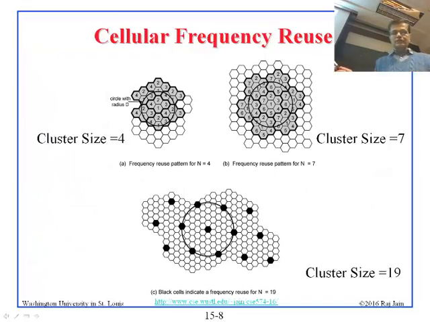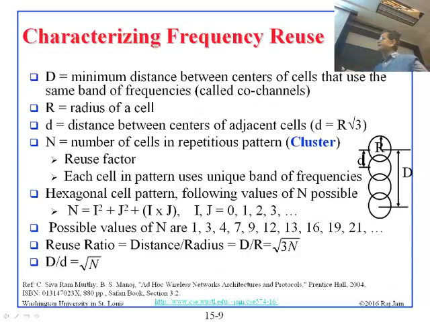Okay, so we already showed you 3 examples, n equal to 4, n equal to 7, n equal to 19. If n is the cluster size, d is the distance between the centers of the adjacent cells. If little r by 2 is the radius here, R is the radius itself, then little d is the distance between the centers of the 2 cells, and capital D is the distance between the centers of the cells which have the same frequency. So this is how far they are. So there is a formula for it.